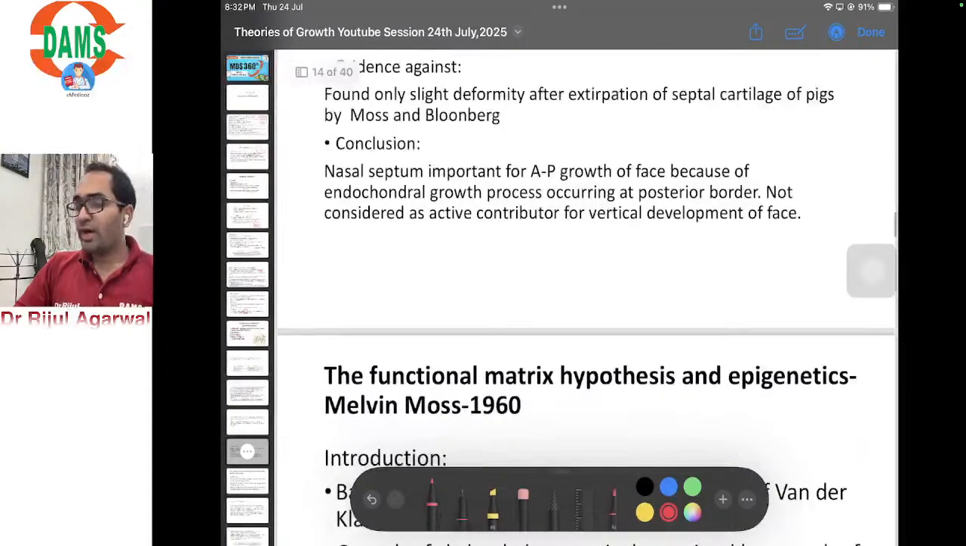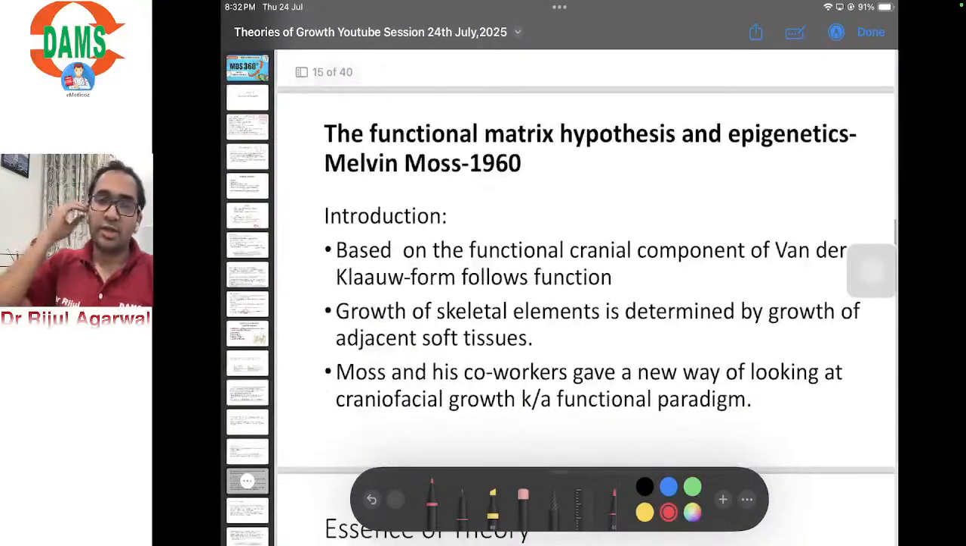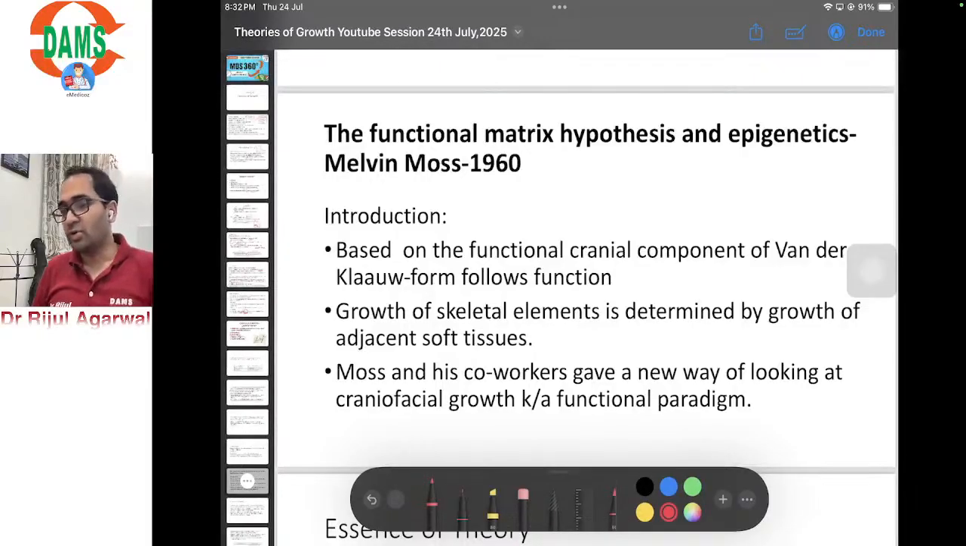So we'll move ahead to the next and very important theory, the functional matrix hypothesis. Technically, in my class I take approximately an hour or two to complete the functional matrix hypothesis, because it is a very important theory. The rest of the three are also very important, but nevertheless, 30 minutes of time remain and we'll try to cover as much as possible.